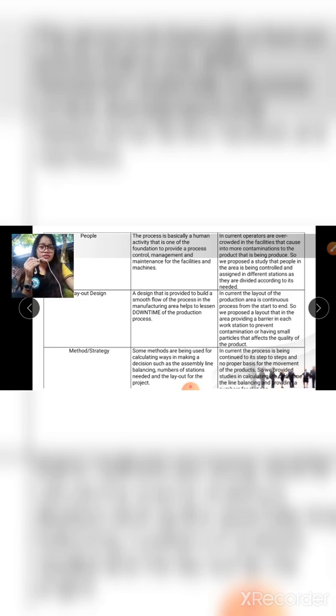Well, the layout design is provided to build a smooth flow of the process in the manufacturing area, which helps to lessen downtime of the production process. The current layout of the production area is a continuous process from start to end. So we propose a layout that provides a barrier in each workstation to prevent contamination or small particles that affect the quality of the product.